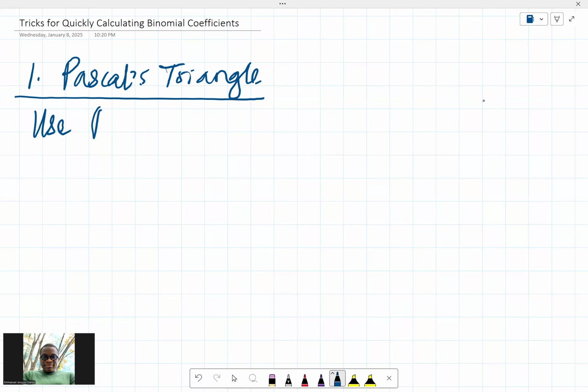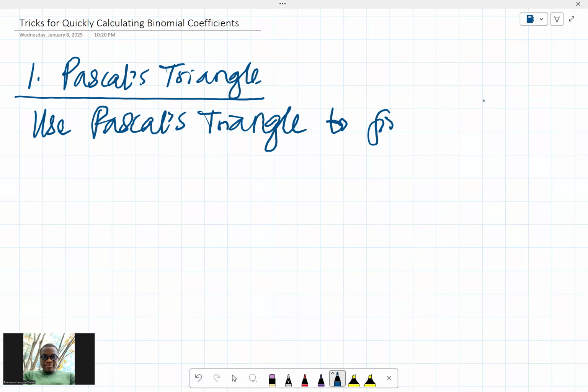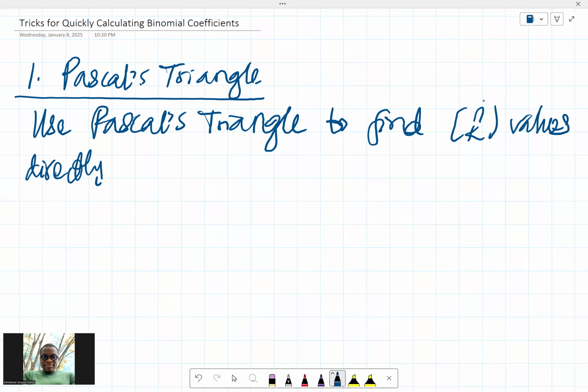You can use Pascal's triangle to find n combination k values directly. So instead of having to do the whole binomial expansion thing, instead of using combination to find that, you can just use Pascal's triangle if the power n is small. So use Pascal's triangle to find n combination k values directly.